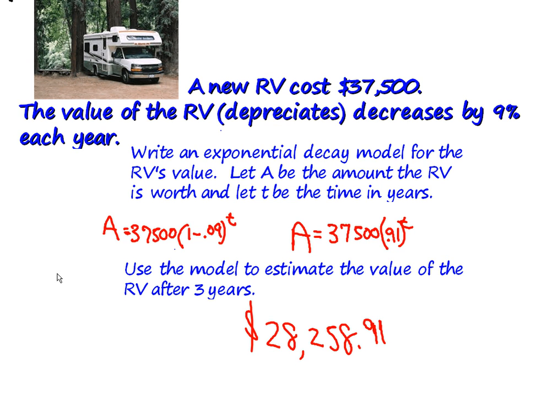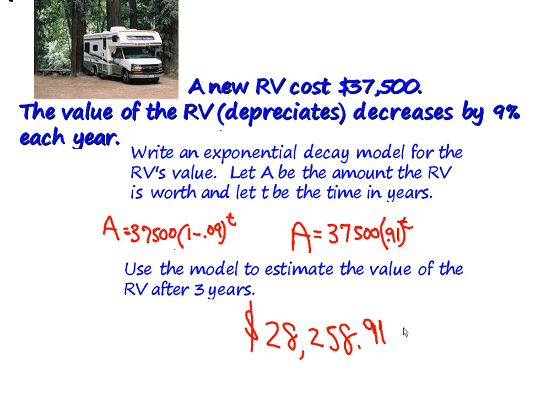Alright, and then we had an exit ticket, very similar to the warm-up. Either of these would be acceptable answers for the model. You can put 0.91 or 1 minus 0.09. And after 3 years, you must have the dollar sign for it to be accurate. And that's how much the RV would be worth after 3 years.